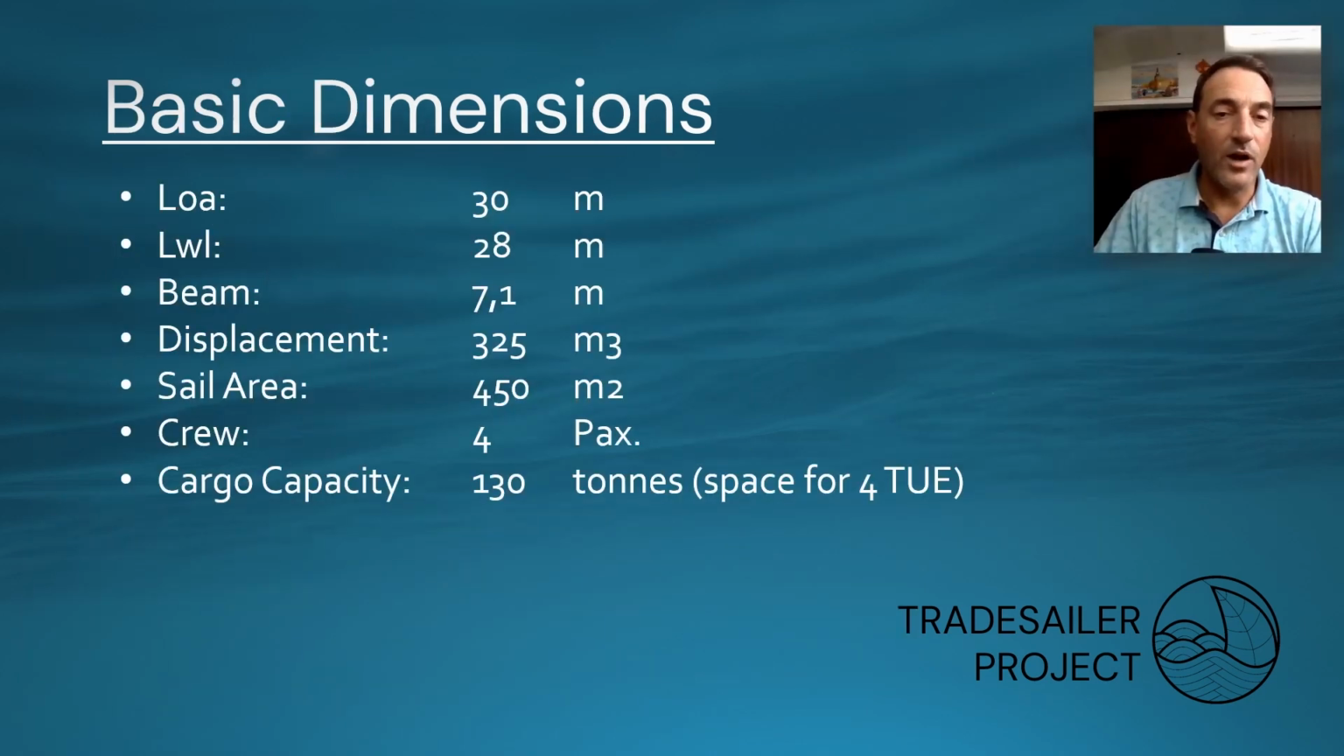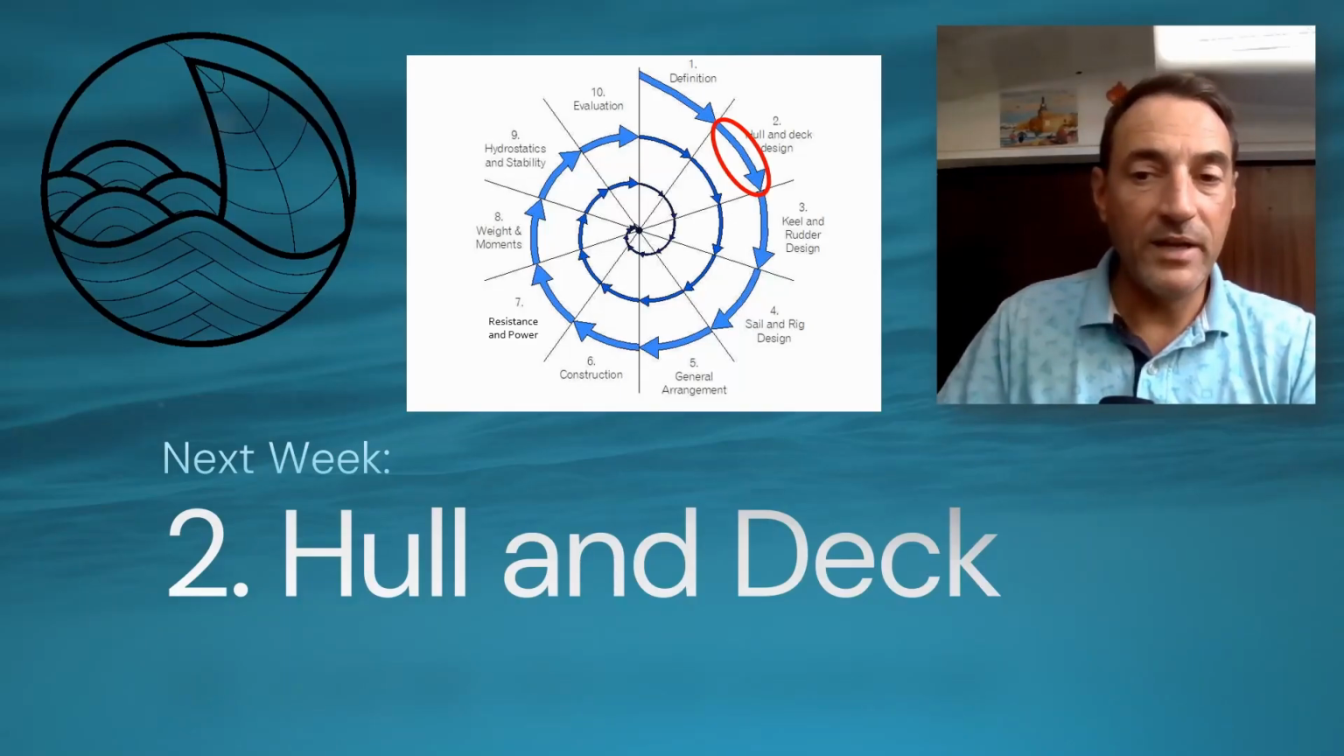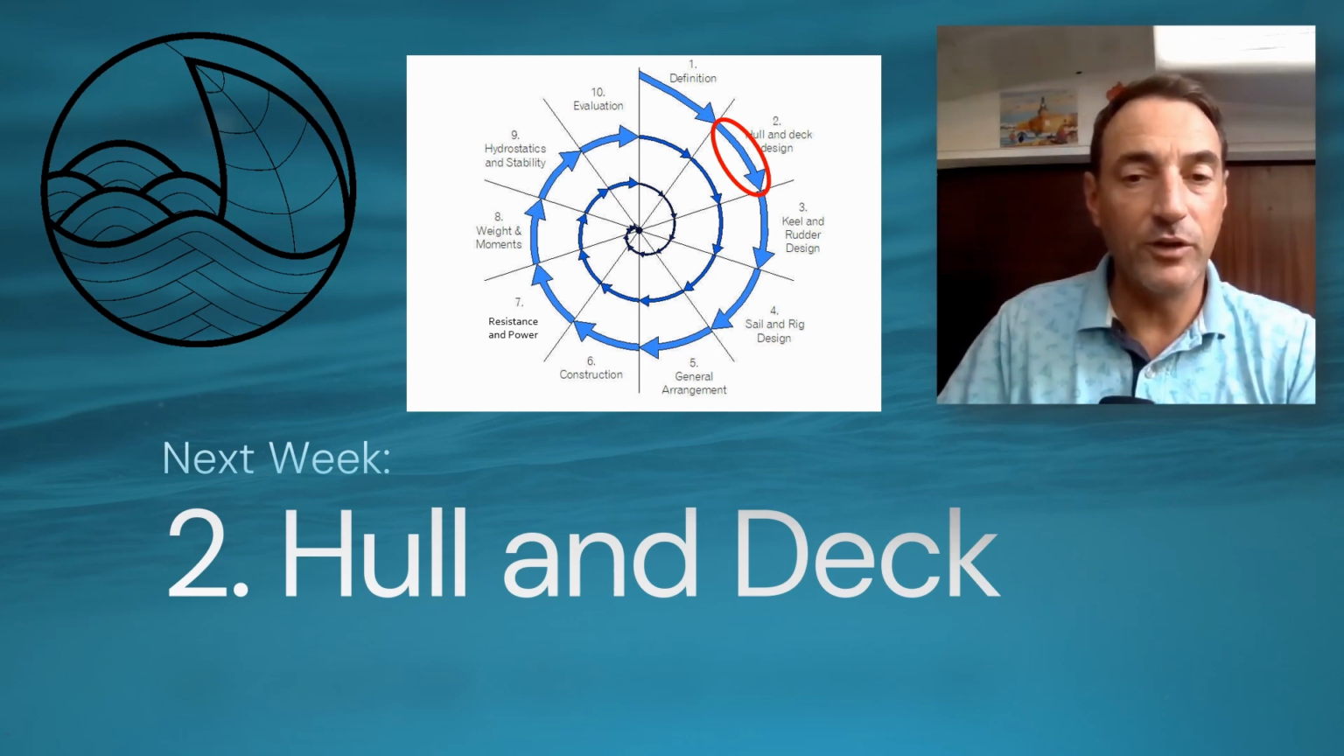So from all the reference ships, I extracted the following set of basic dimensions, and this is the starting point. So these are what I will use in the next steps as my starting point for the first iteration. So I've got a length overall of 30 meters, a length waterline of 28 meters. I've got a beam of 7.1 meters, displacement of 325 cubic meters, a sail area of 450 square meters, 4 crew, and a cargo capacity of 130 tons, and I should have space for 4 twenty-equivalent units, or 4 20-foot containers.